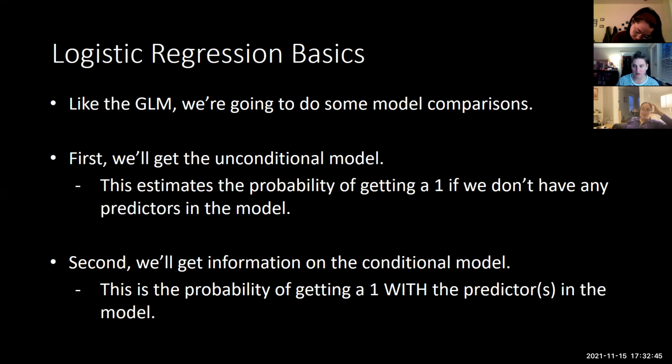So second, we'll get information on the conditional model. So that's the model where we're going to estimate the probability of getting a 1 or of an event happening given the predictors in the model. Given predictors in the model. And that's akin to our other conditional models like we've used before.